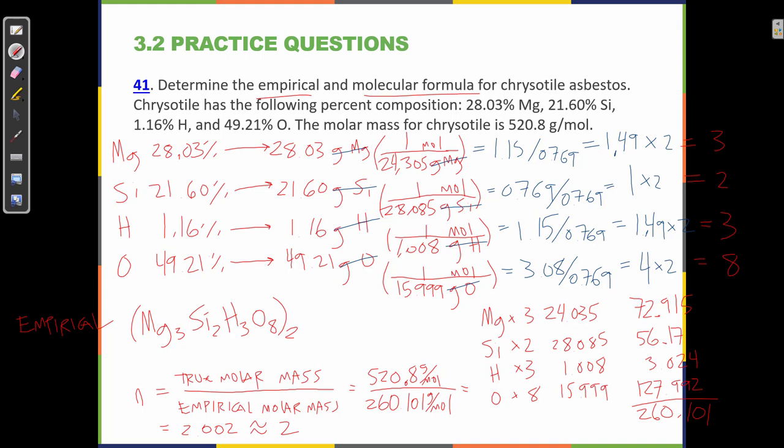And then we have to distribute. So that's the empirical formula. And the molecular formula is Mg6, 2 times 3. Silicon is 2 times 2, so Si4. Hydrogen is 3 times 2, H6. And oxygen is 8 times 2, O16. So this would be the molecular formula. And that, remember, to calculate a molecular formula, we must be given a molar mass in the problem.